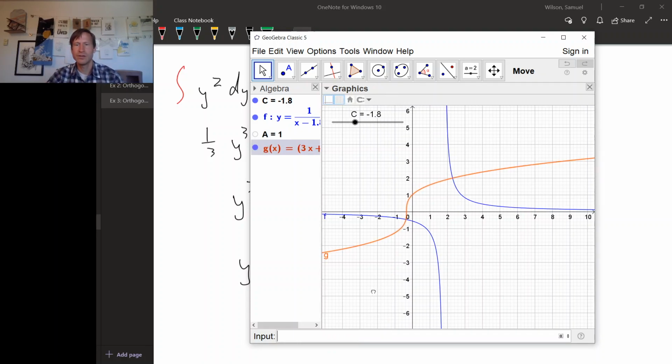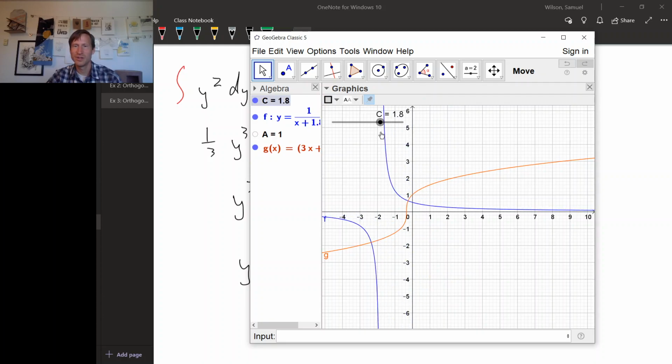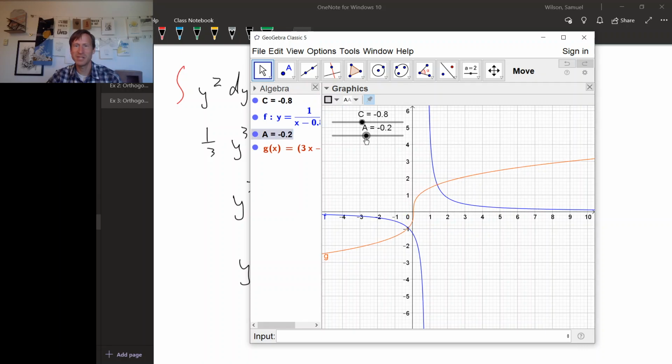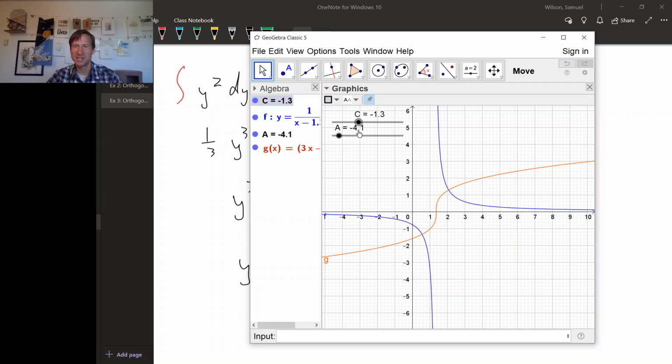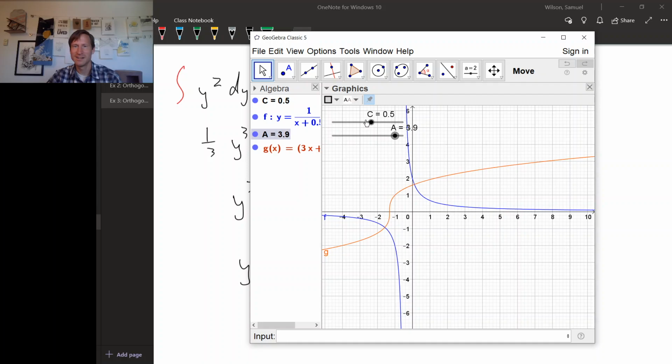And there it is. You can see that for this particular original graph, everywhere it intersects our new graph, the cubed root function, it is indeed perpendicular. And as we move the original one around, it stays perpendicular everywhere. And if we look at a new example for our perpendicular graph by changing a, that is also perpendicular to every one of these hyperbolas. And that's true for everywhere I put these sliders. These graphs are always perpendicular.